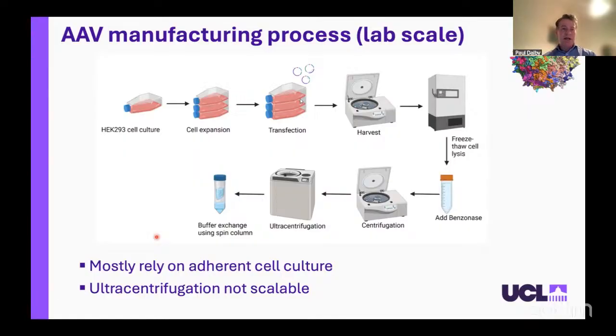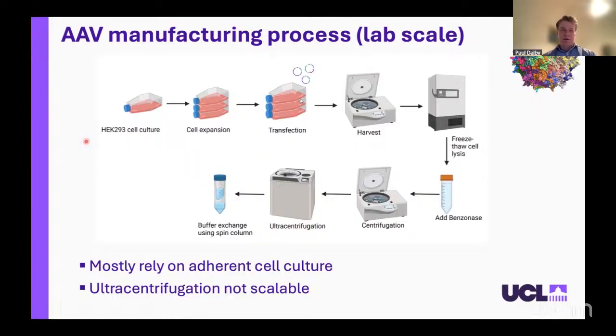Manufacturing in the lab typically looks like this. Often adherent cell culture in flasks, then going into benchtop systems like harvesting, maybe freeze-thaw or other chemical cell lysis, addition of benzonase, and then centrifuging again. Most importantly, at lab scale it typically revolves around ultracentrifugation to separate out the capsids and also to separate empty and full capsids.